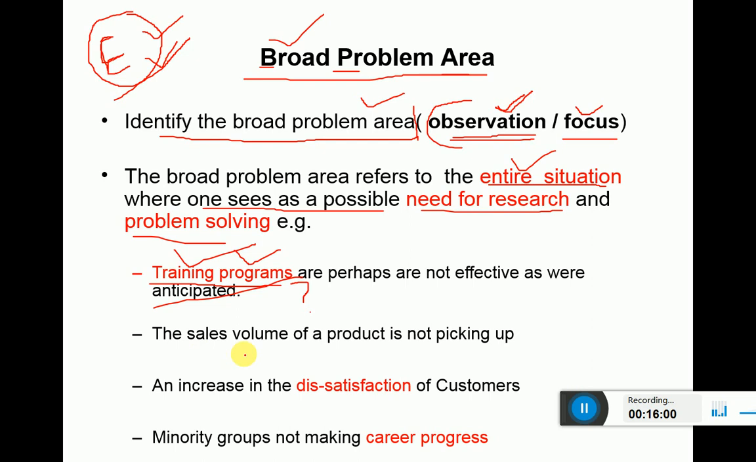Another example: the sales volume of a product is not picking up. Meaning the product's sales are not increasing. Why are they not increasing? There will be many reasons: quality, price, for example, or marketing strategy. It means the sales are not rising, and this definitely requires some more investigation. Again, a broad problem area.